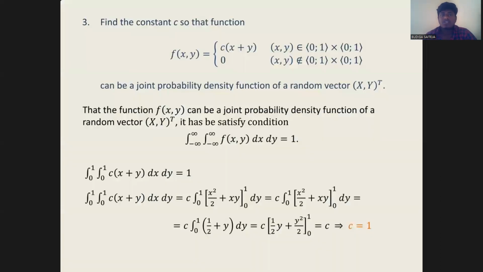Finding the constant c so that f(x, y) equal to c(x plus y) and so on can be a joint probability density function of random vectors. The function f(x, y) can be a joint probability density function of the random vector (X, Y) if it satisfies the condition. And here is the derivation of the joint probability density function.